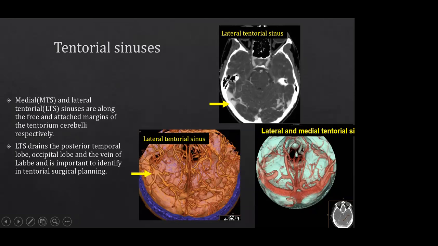As the name suggests, they are within the tentorial leaflets, and earlier on I showed the medial tentorial sinus, which was located along the medial edge of the tentorium. But much more important, and much more often seen, is the lateral tentorial sinus.